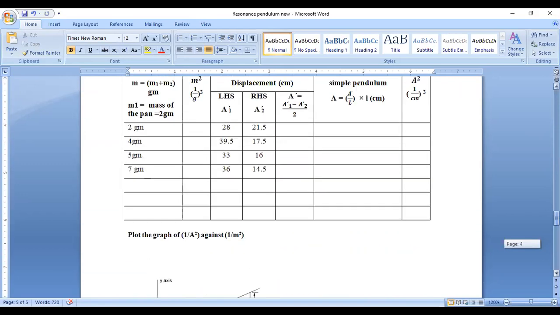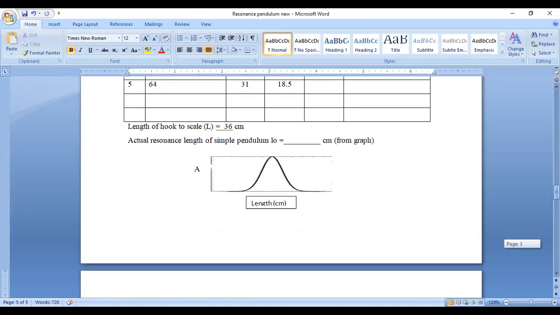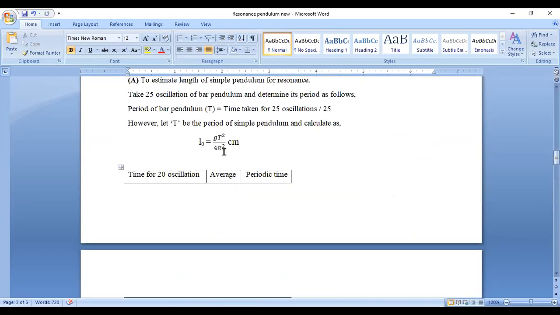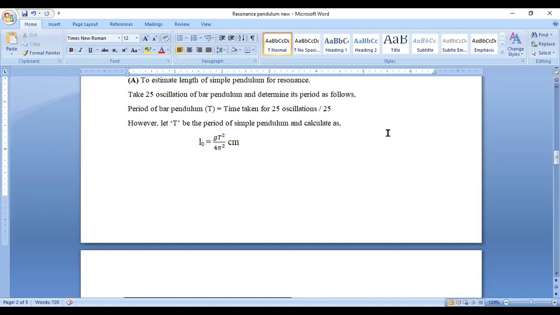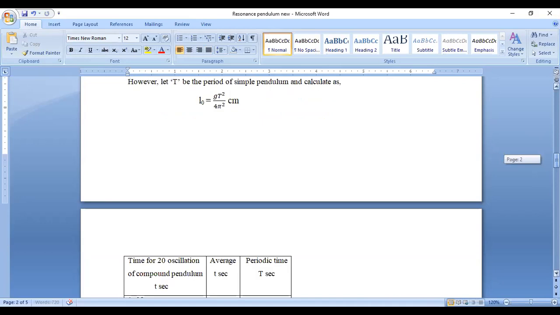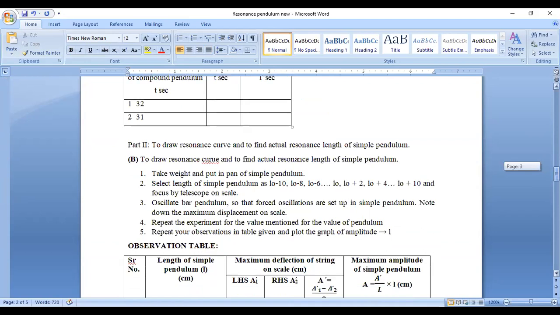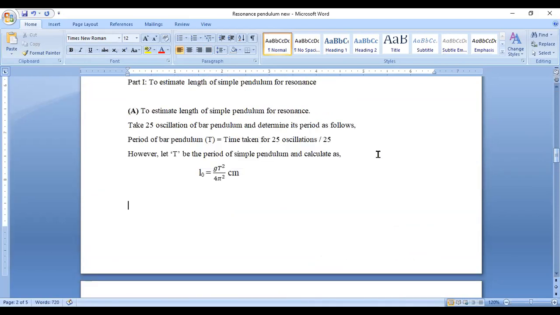So I have explained the entire experiment. You see, I have already mentioned the results here. The results are taken. You see, 20 oscillations are there. So you can take these oscillations. You see here, in this experiment I took two observations. You find out the periodic time because I have taken it for 20 oscillations. So you first find the periodic time, then you find out the resonance length using this formula.